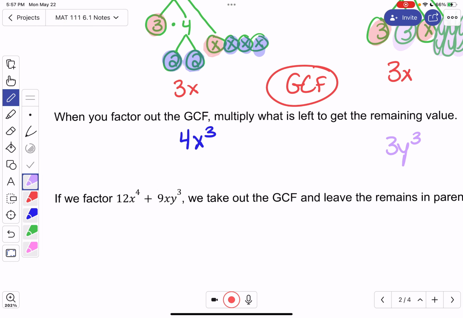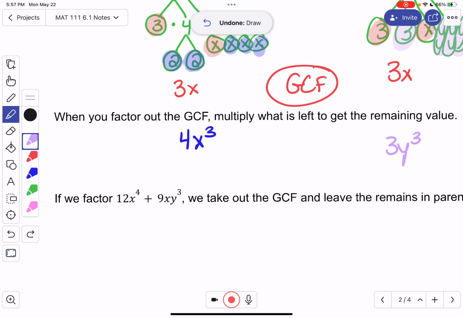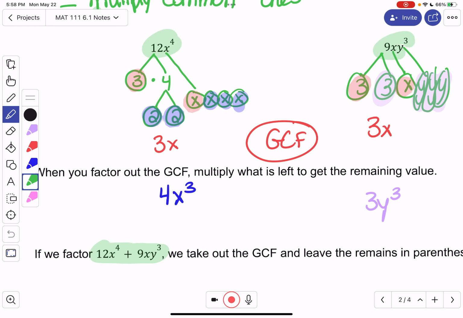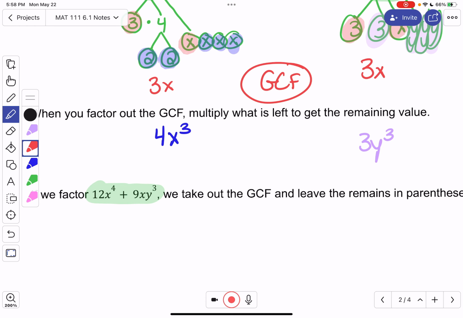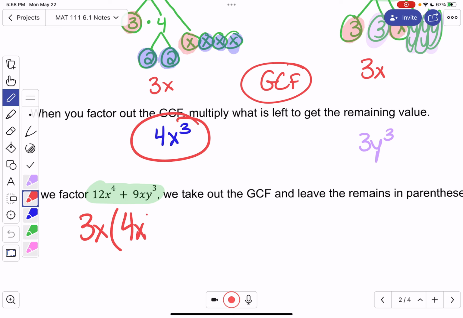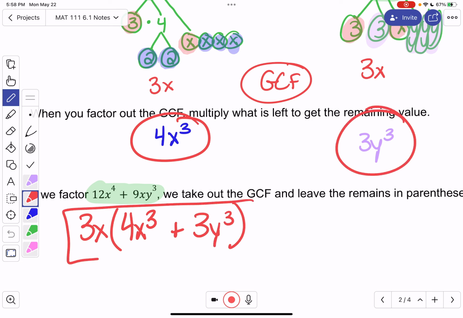So if we had 12x to the 4th plus 9xy cubed, which are these two original ones, the greatest common factor is 3x. 12x to the 4th divided by 3x is going to be 4x cubed. We already did that multiplication and division. And then 9xy cubed divided by 3x is 3y cubed. Now we have factored out, which just means divided out the greatest common factor. And this is what we're left with.